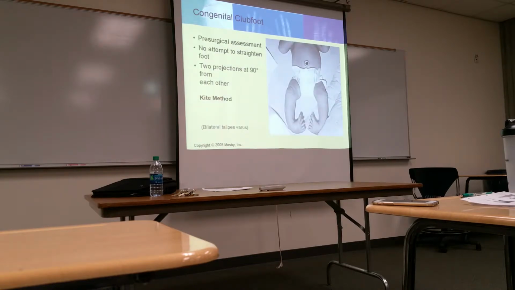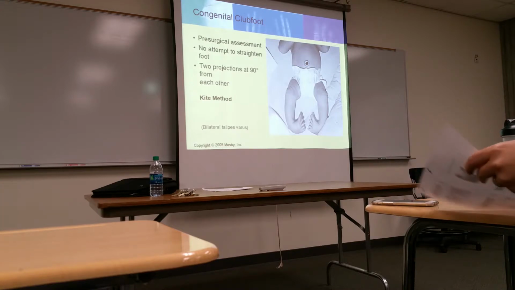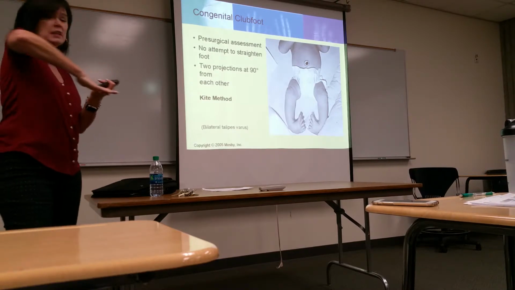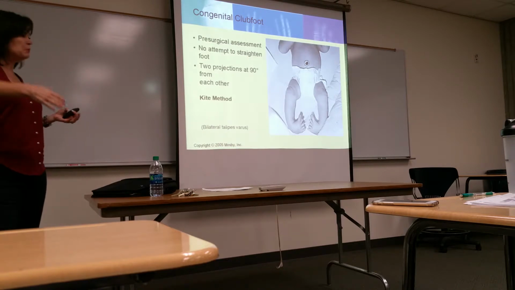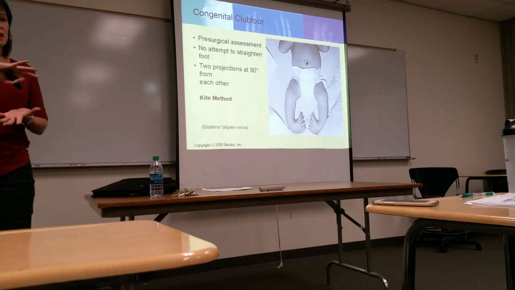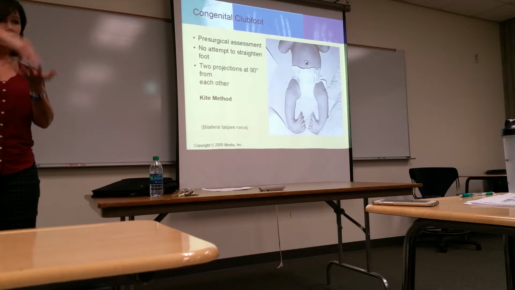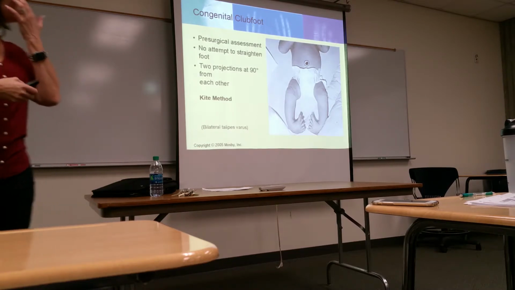Here again is the club foot, and this is the Kite Method. What is the Kite Method? I could have made this up. Two projections at 90 degrees to each other. So you know how you do a foot x-ray and you put the plantar surface of the foot onto the image receptor? No. Here you're not going to be able to do that. So you just take one AP and one cross table, or turn the patient onto each side and take the image just however their foot lays, and then turn them on the other side.